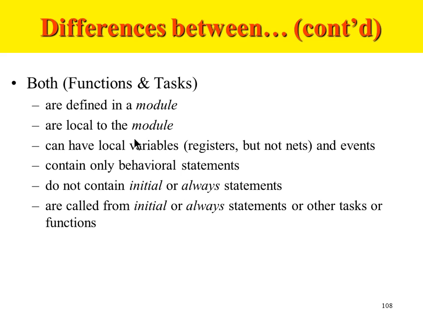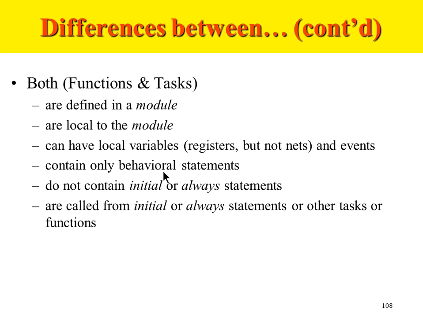It can have local variables, registers, but not nets and events. So both task and function can internally have a register defined, which will be a local variable or local signal for it. We cannot have wires or nets declared inside a function or a task. We can only have registers. And it can have its own events, especially a task, not a function. Events in the sense of passage of clock: inside a task I can check for positive edge of clock, and on positive edge of clock I can, let's say, assign some value to a signal. I can do that.